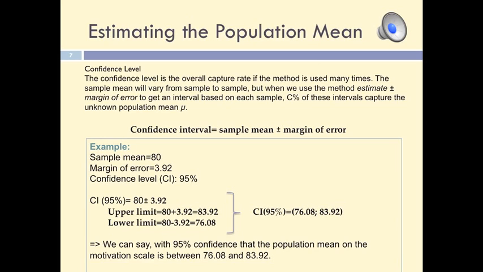So, if the margin of error is 3.92, all we have to do is to add this value to the mean of 80 to obtain the upper limit of the confidence interval, and then to subtract this value from the mean to obtain the lower limit. For our example, the upper limit is 83.92, and the lower limit is 76.08. Therefore, a 95% confidence interval is between 76.08 and 83.92. When we have to explain the meaning of this confidence interval, we can state with 95% confidence that the population mean on this motivation scale is somewhere between 76.08 and 83.92.